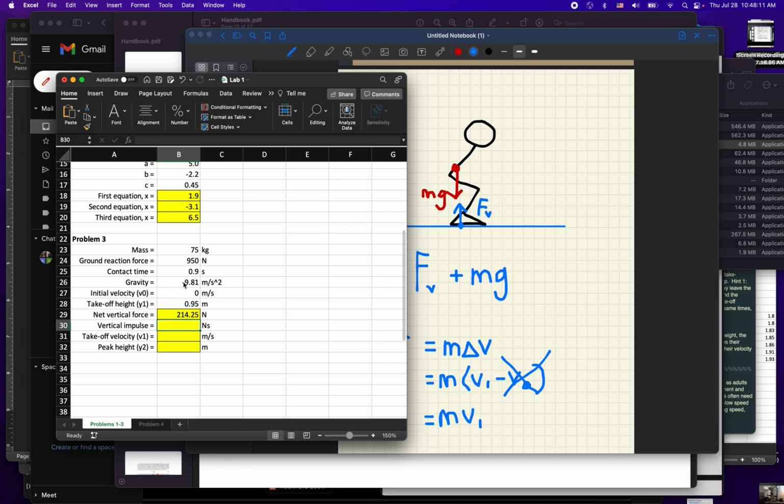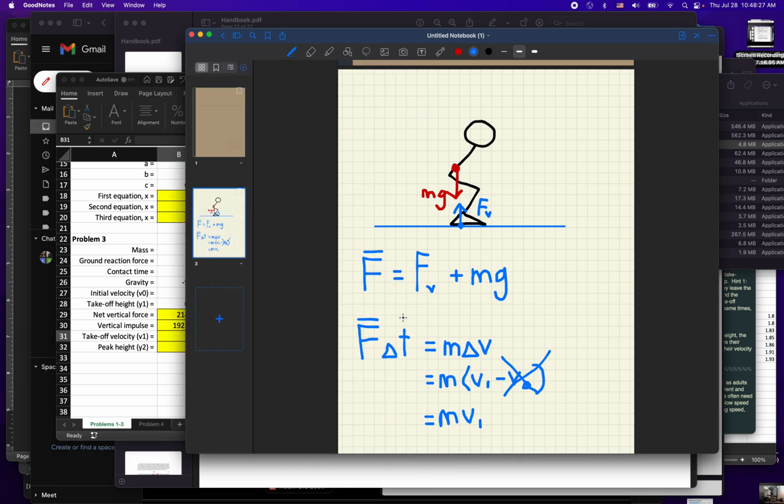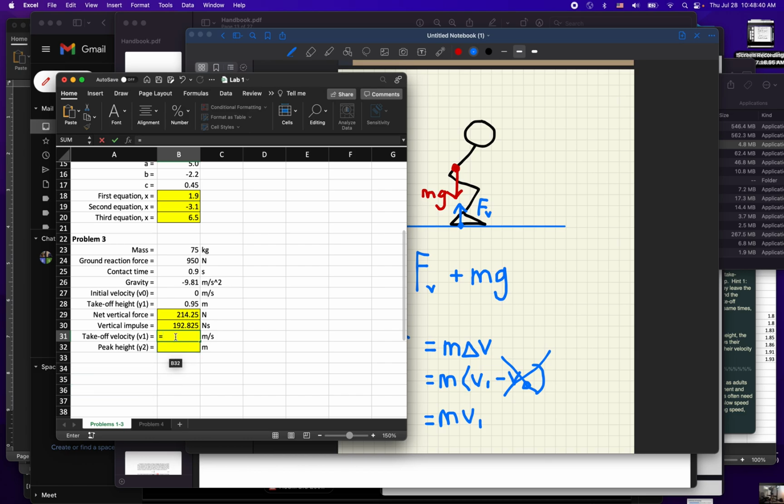I then take that average net vertical force times the contact time, or the amount of time my feet are in contact with the ground producing that net force. That was that 0.9 seconds. That gets me that impulse. So that's this left-hand side of my equation here, F delta t. And then I divide that impulse by my mass to be left with my takeoff velocity all by itself on the right-hand side there. So take my impulse, divide it by my mass, and I get my takeoff velocity.